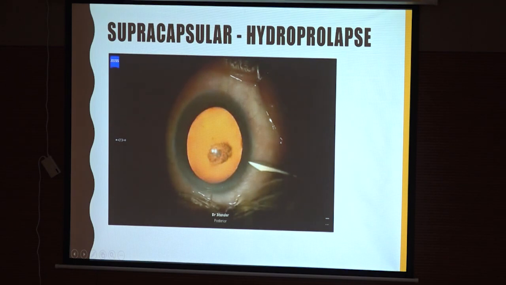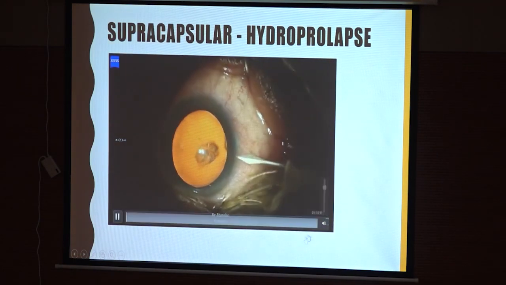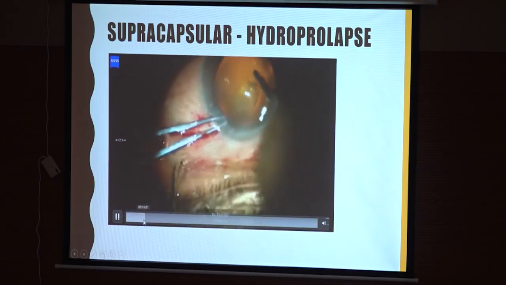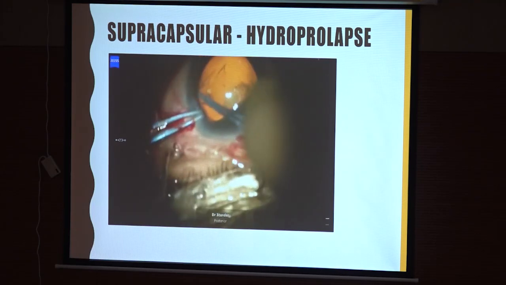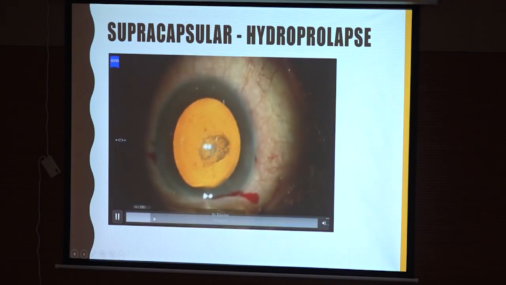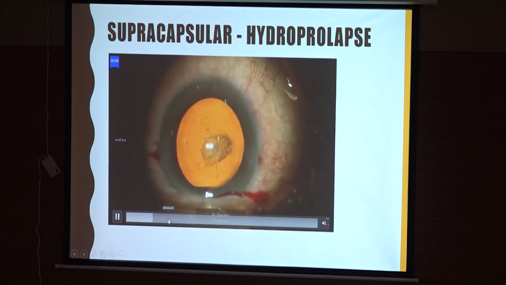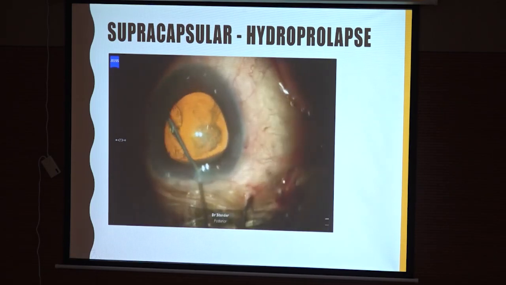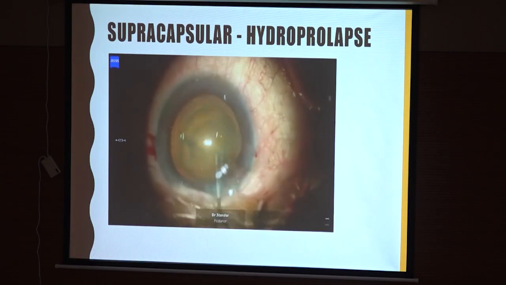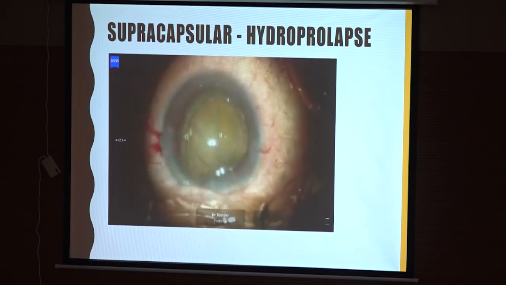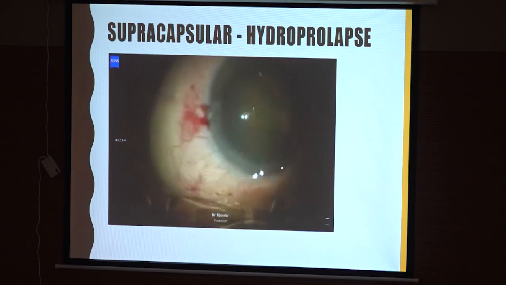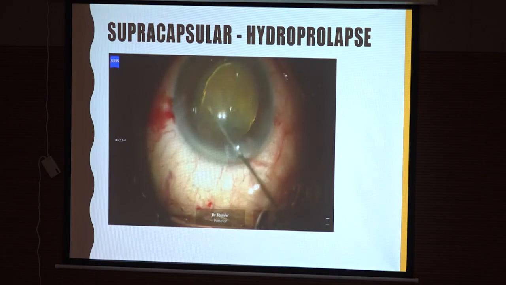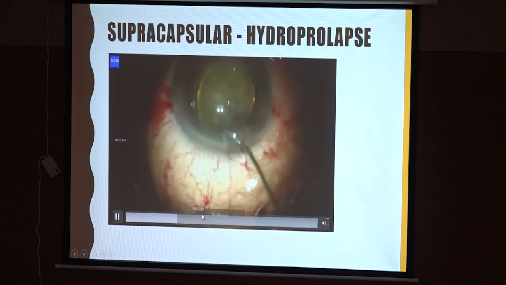So this is another video showing the supracapsular hydroprolapse. Basically, after performing a good size capsulorhexis, what we need to do? We need to do a good hydrodelineation. We need to put water around the nucleus but inside the epinucleus. Epinucleus and nucleus should be separated. So again the nucleus comes out of the capsular bed. So again the phacoemulsification can be done in the anterior chamber very easily.